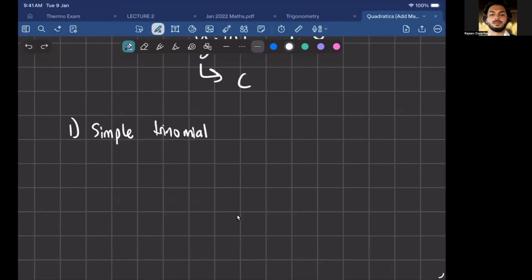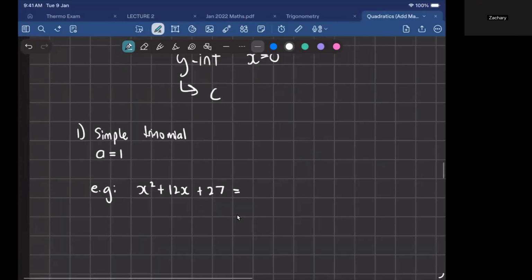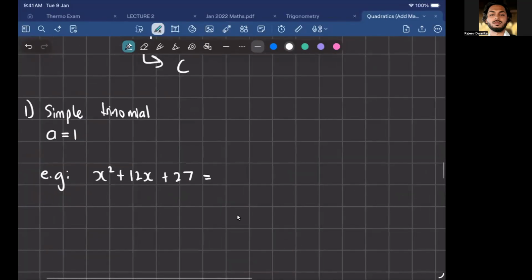A simple trinomial is when A is equal to 1. Let me give you an example. Suppose you had x squared plus 12x plus 27. What is the coefficient of x squared there? 1. Avinash, remember how to factorize something like this?